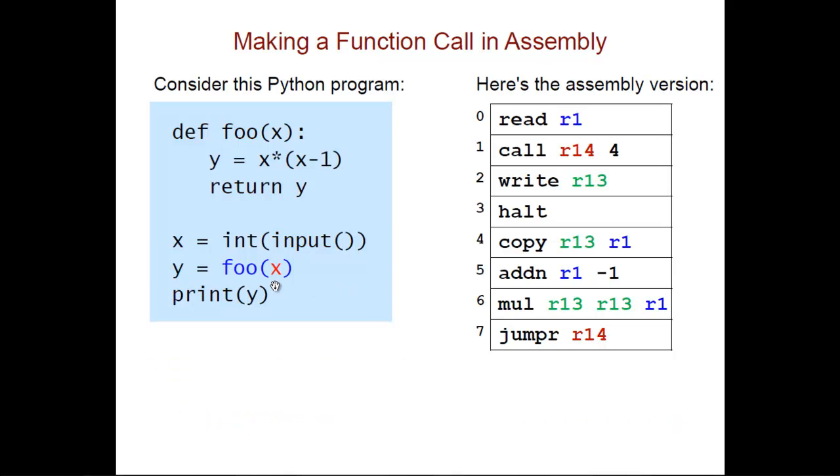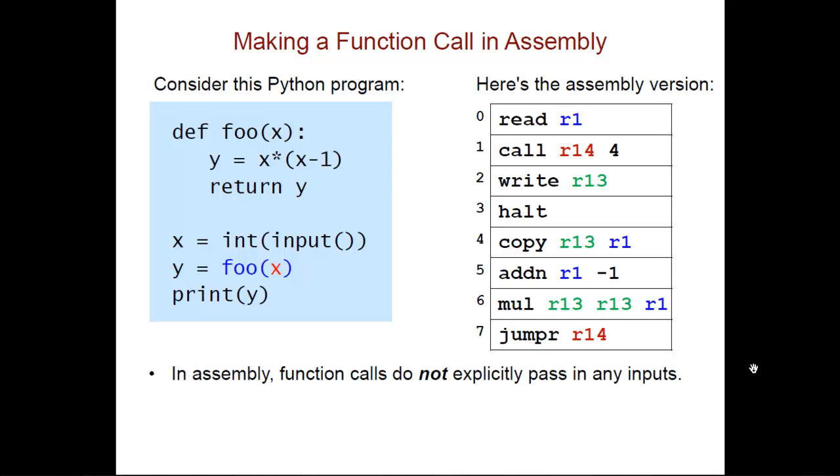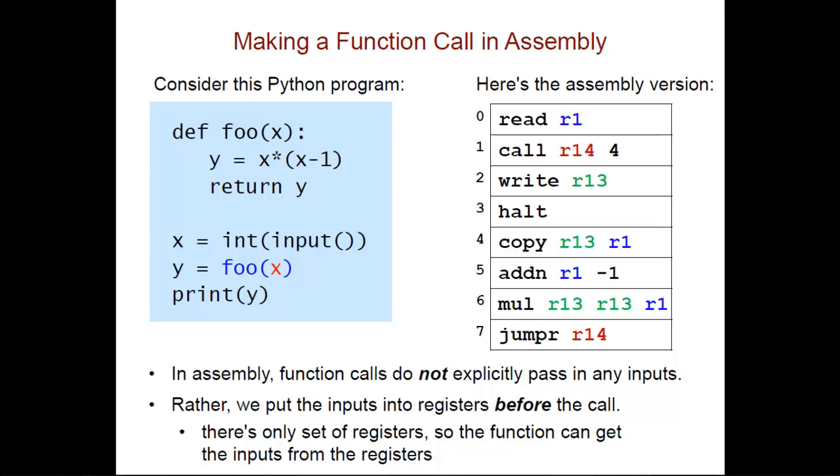In Python, we have to pass in the input when we make the call. So here we're passing in x when we call foo. In assembly, we don't explicitly pass in any inputs. Rather, we put the inputs into registers before we make the function call. And because there's only one set of registers, the function will be able to access those inputs.